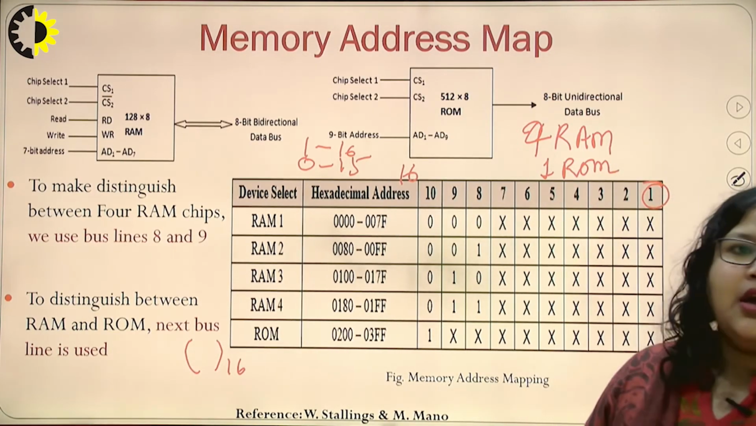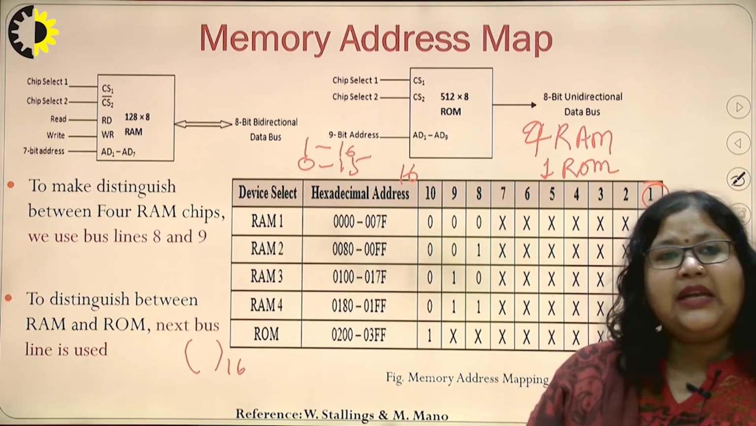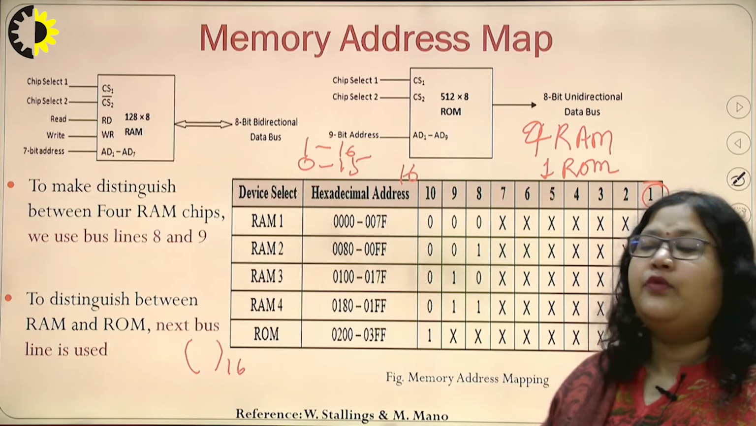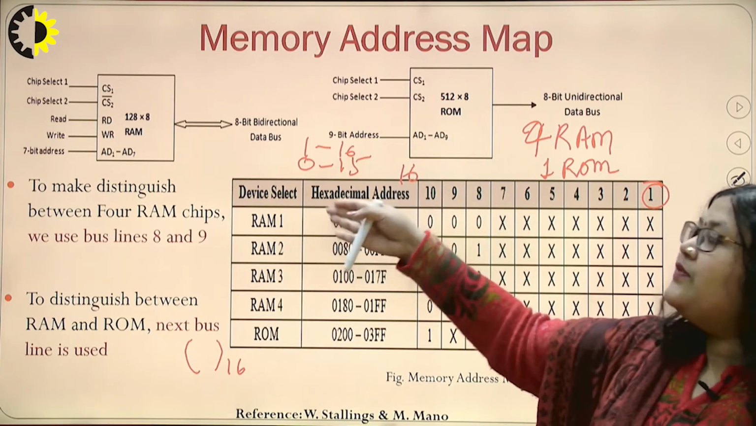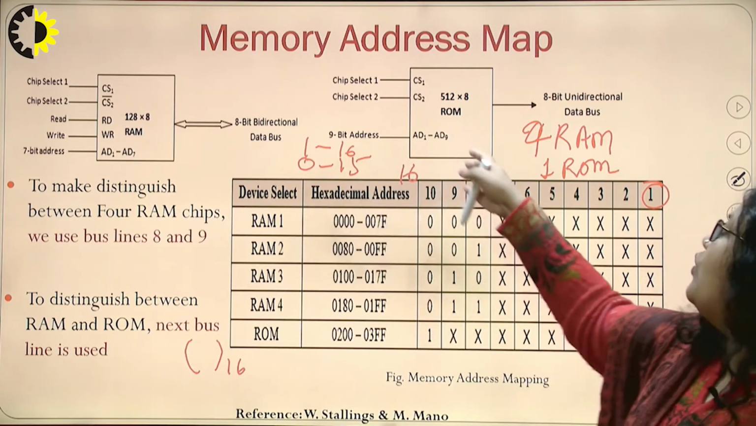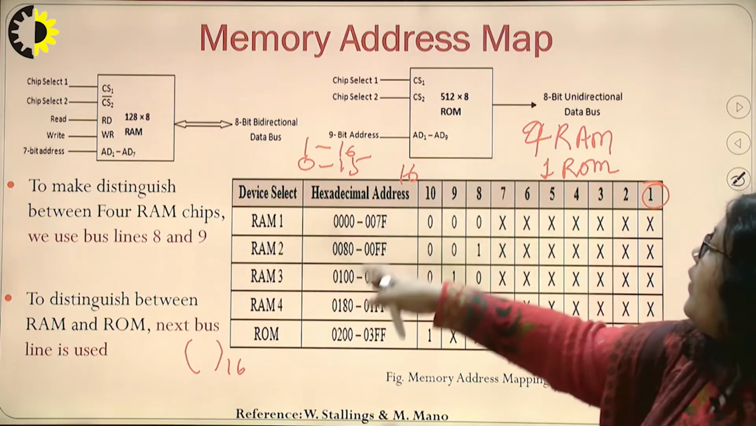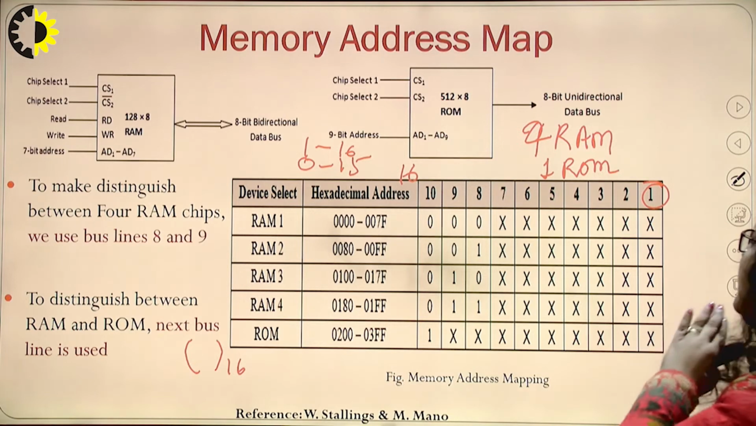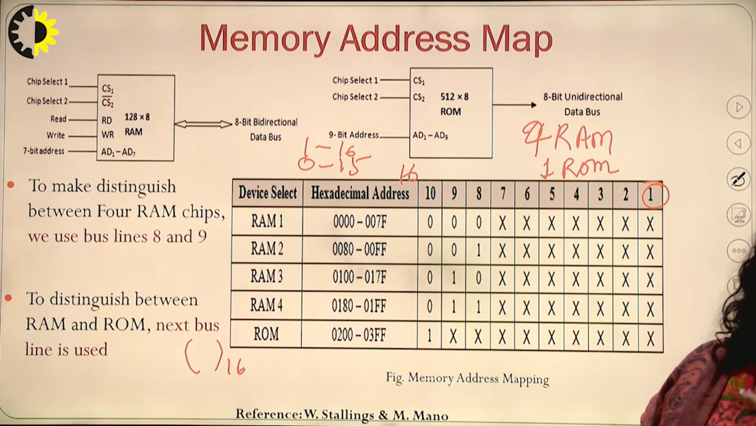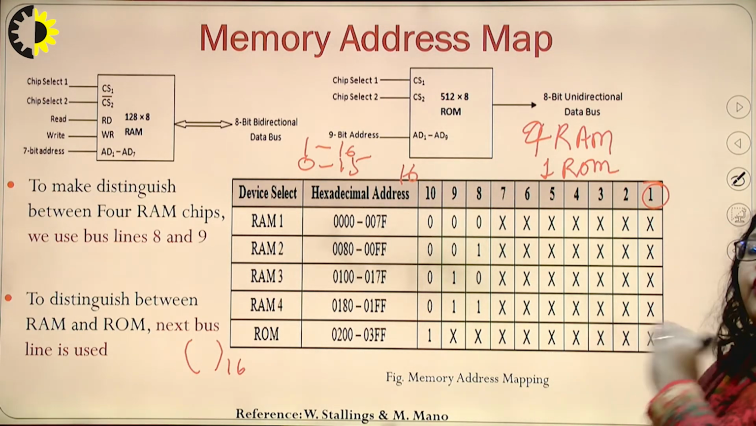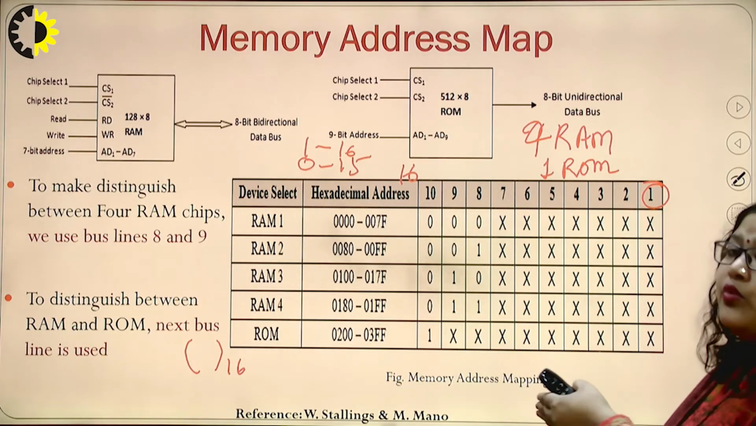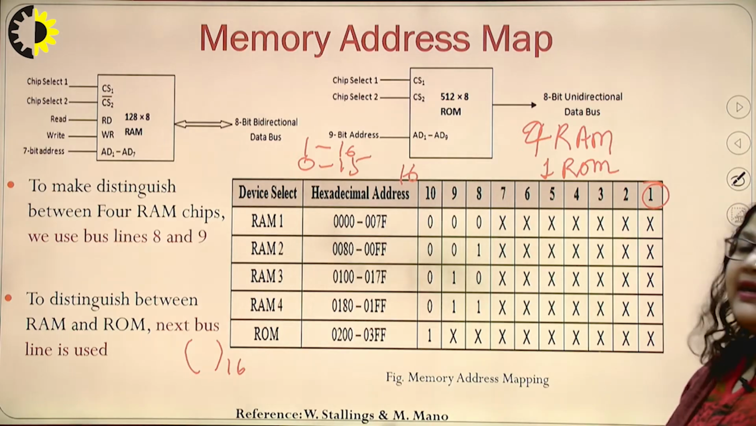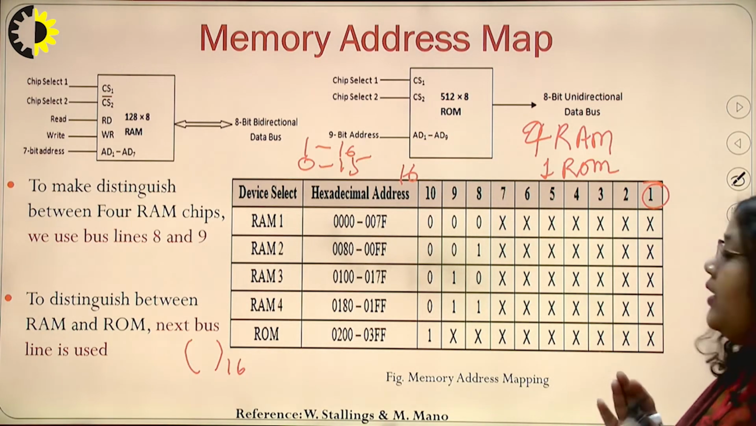So we require 4 RAM chips in this particular question and 1 ROM chip. The computer system needs 512 bytes of RAM and 512 bytes of ROM, but the RAM size is 128 x 8 bytes and the ROM is 512 x 8. So we require 4 RAM chips and 1 ROM chip. Now we have to design the hexadecimal addresses, and decide which address we have to use for either RAM or ROM. So we have to decide this in this particular table.